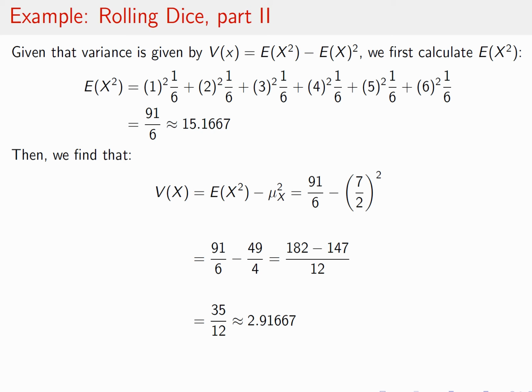Okay, so when I have 49 over 4 and 91 over 6, then 12 is my common denominator, so I'm multiplying this fraction by 2 over 2, that's the 182 over 12, and I'm multiplying this fraction by 3 over 3, so I have 147 over 12. Then I take 182 minus 147 and I get 35. And you see how those calculations are going. All right, and it ends up with 2.9166666 repeating. Let's check that out in R to make sure that the calculations come out the same.